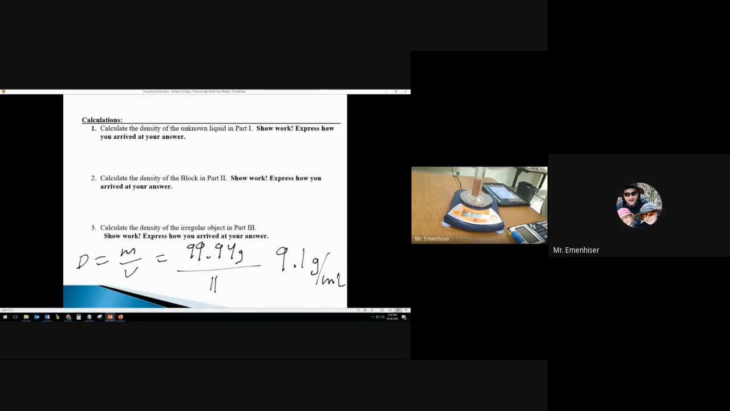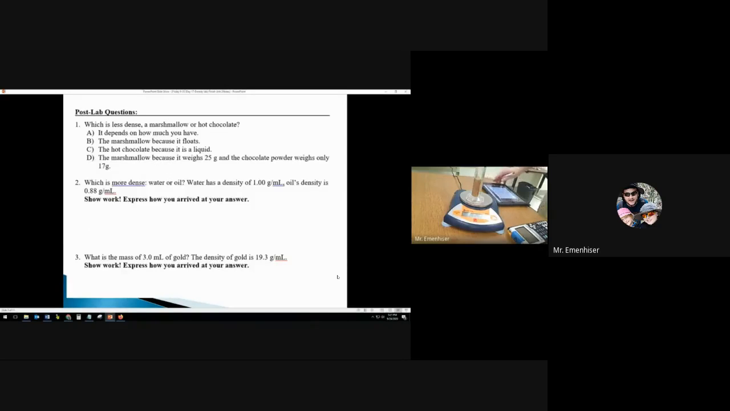And so in this case, this is all we need to do. We just want to figure out the density of that object using displacement. So the whole point of part 3 is to find the volume by displacement by putting it in a graduated cylinder and seeing how much the volume goes up.